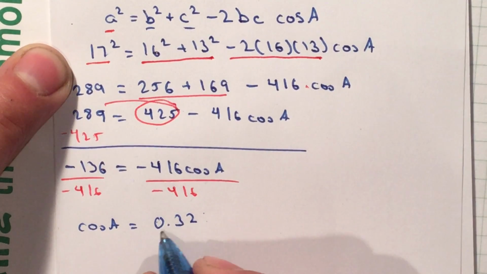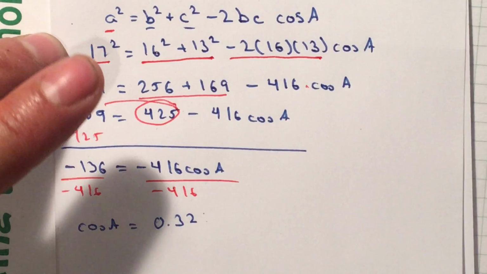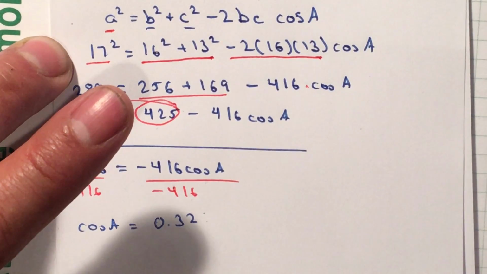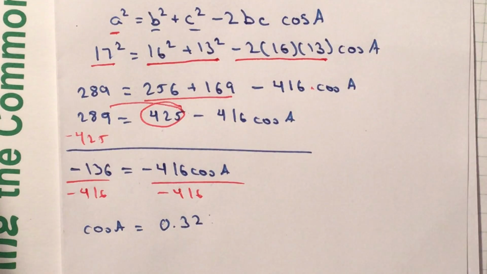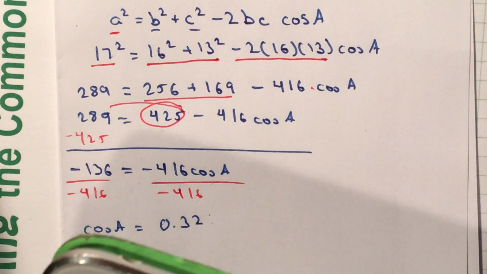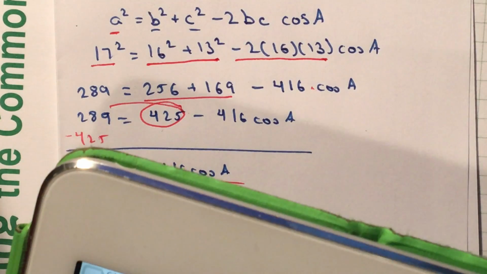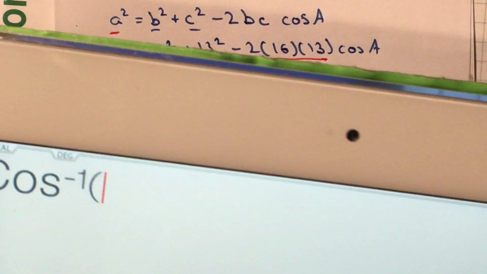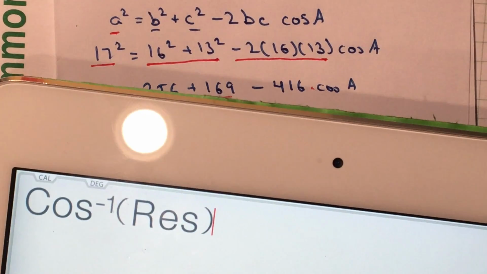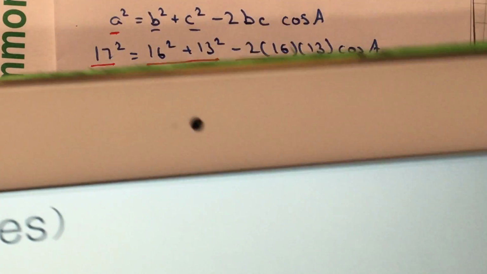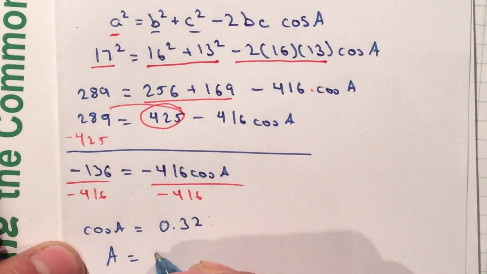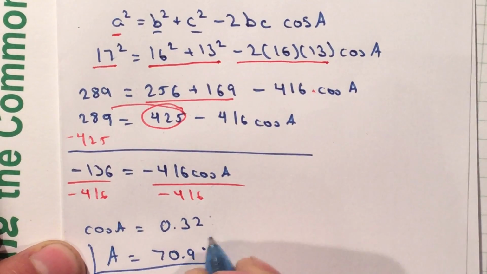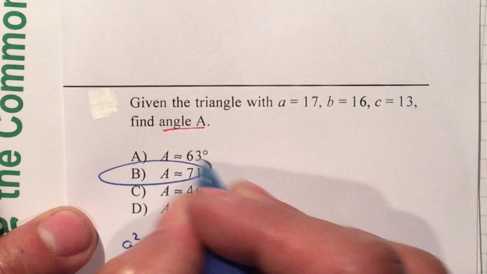and so on. I'm going to leave it in my calculator. I'm not going to delete it. So now that I have that in my calculator, I'm just going to use my cosine inverse, and I'm going to use my result, or your answer, and therefore it gives me 70.9. So A is equal to 70.9 degrees, or in this case, 71. Your answer will be B.